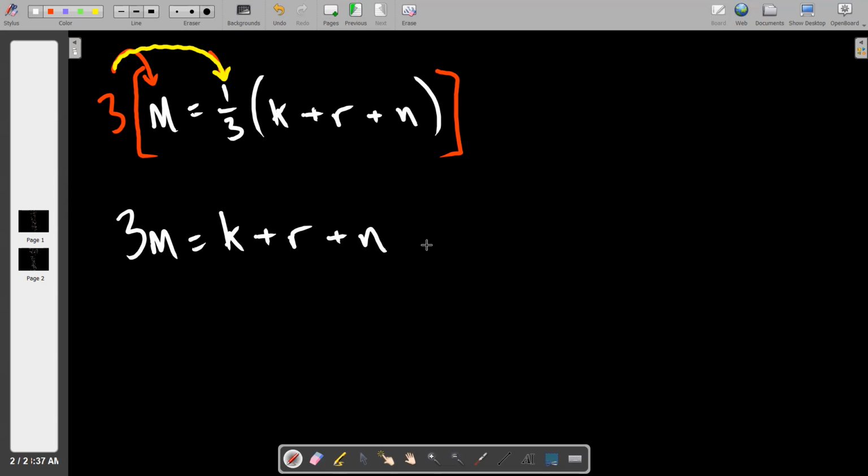And then it doesn't matter. I've got 3 guys over there, k, r, and n. Any one of them that I ask you to solve for, you're just going to subtract away the other 2. Doesn't matter. So if we're solving for k, then I need to take away r and take away n, like that. Make it happen. So our final answer here is that k has to equal 3m's minus an r and minus an n, like that.